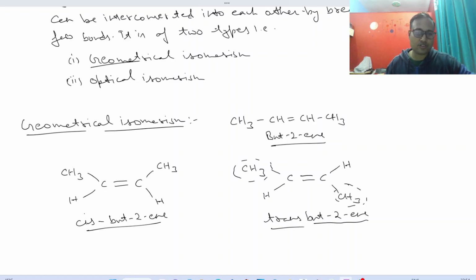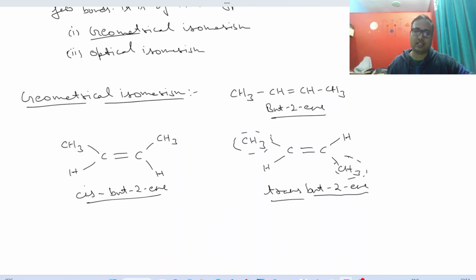We cannot rotate this double bond, as we all know, the double bond is formed by a single sigma bond and a pi bond, and in the pi bond overlapping takes place above and below the plane. So we cannot rotate or twist the molecule, because if we twist the molecule the bond is going to break. That's why the positions of these groups which are present on one side and the opposite side get fixed. Such isomers we call geometrical isomers.